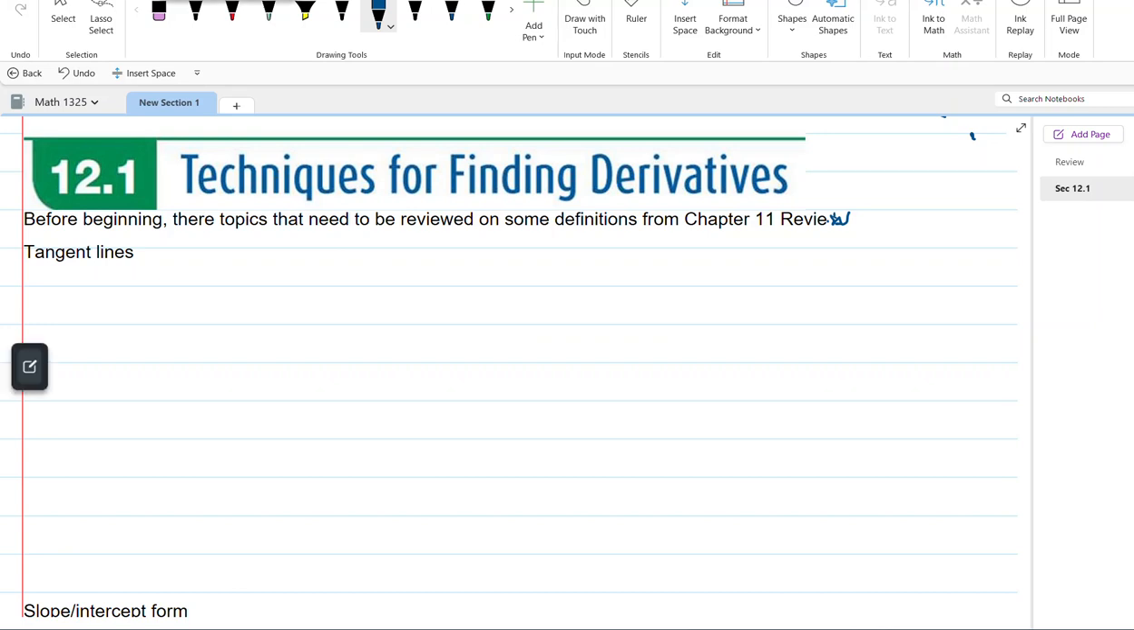Section 12.1, Techniques for Finding Derivatives. Before beginning, there are topics that need to be reviewed on some definitions from the Chapter 11 review.